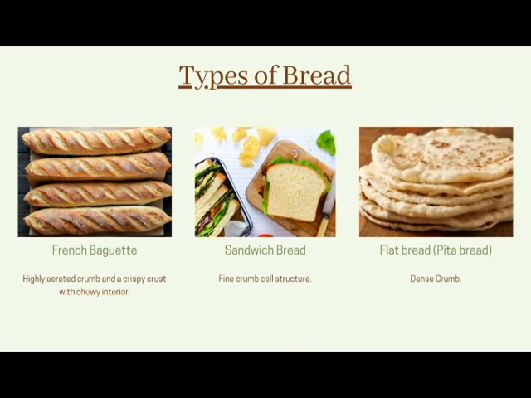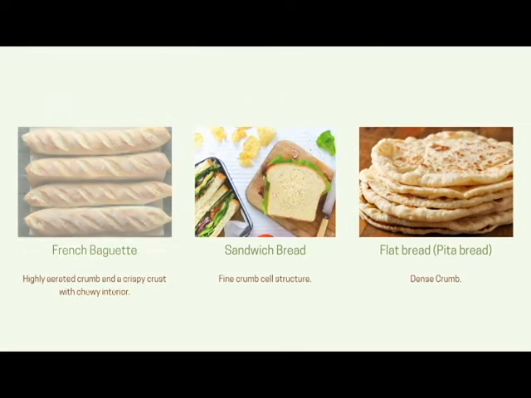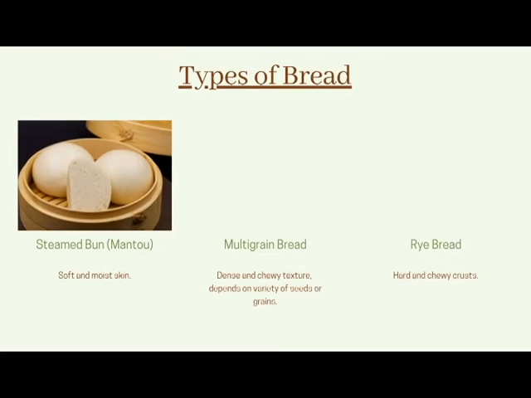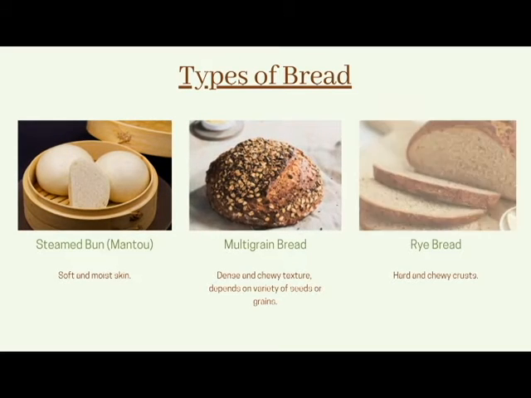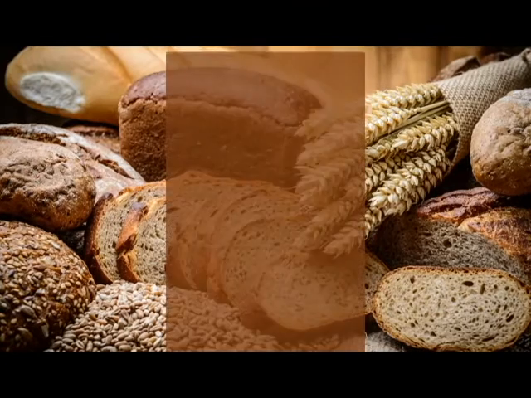For example, French baguette with highly aerated crumb, crispy crust, and chewy interior. Sandwich bread with fine crumb cell structure. Flatbread with dense crumb. Next, steam bun with soft and moist skin. Multigrain bread with dense and chewy texture. And the last, rye bread with hard and chewy crust.